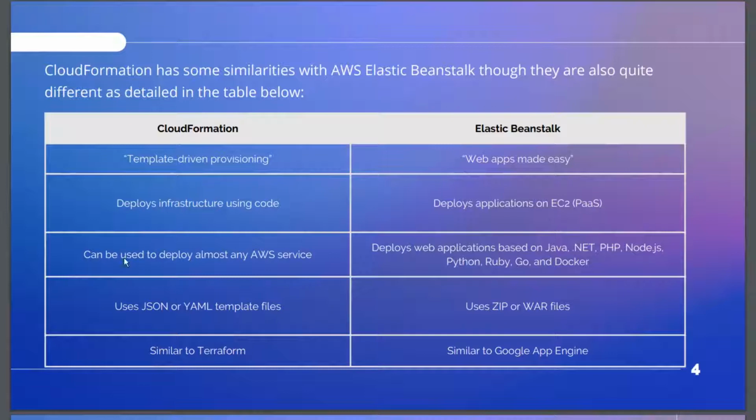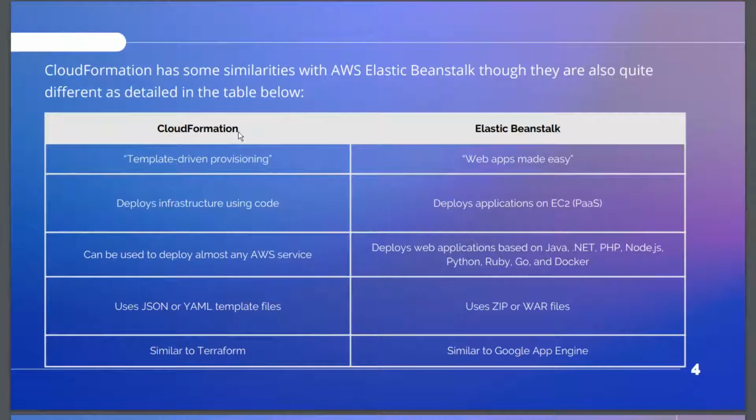Then we said we can use CloudFormation to deploy almost any AWS services, almost any. Then this one, I'll deploy web application based on Java, select on Node.js, Python, Ruby, Go, Docker, all those ones, on normal Elastic Beanstalk. Then languages, they support JSON or YAML template file. So any language, once you store it in YAML or JSON, it will read it and interpret it for us. Then Elastic Beanstalk, you send it as a zip file or WAR file, anyone.